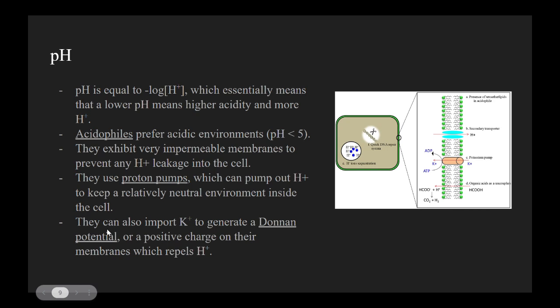And they can also, instead of taking in H+, take in some K+, some potassium ion, to generate what's called the Donnan potential. So essentially what that does is it makes the membrane more positive, which means that H+, which is also positive, will get repelled from the membrane and not want to come inside the cell.